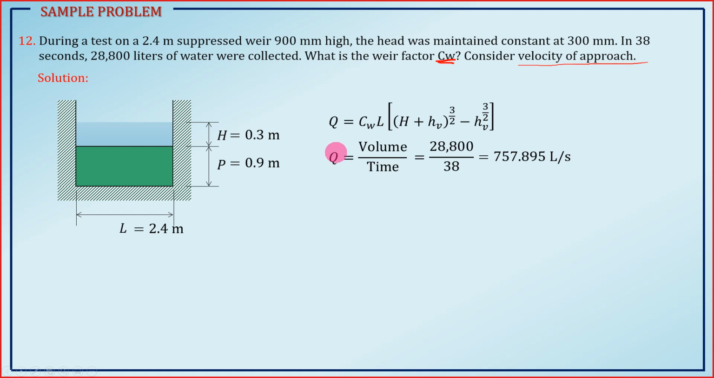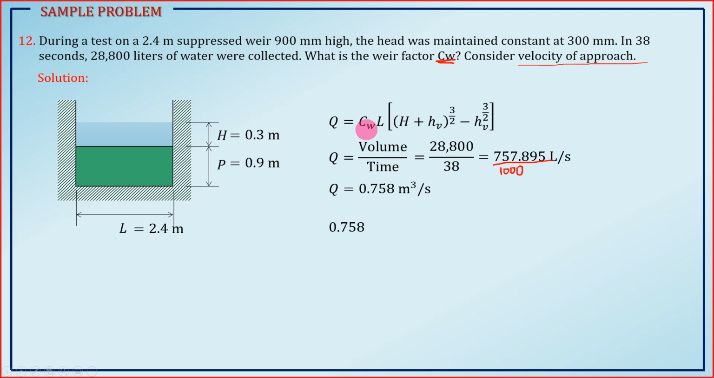Ayan. So, we have to convert this liters per second into cubic meter per second. Kasi sa equation natin ng Q, no, dapat nasa cubic meter yan per second. So we have to divide it by 1,000 para maging cubic meter per second. So divide natin, we will have Q na 0.758 cubic meter per second. So let's store that value at our calculators. Ayan. So, lagay natin si Q. So, we have 0.758 na.